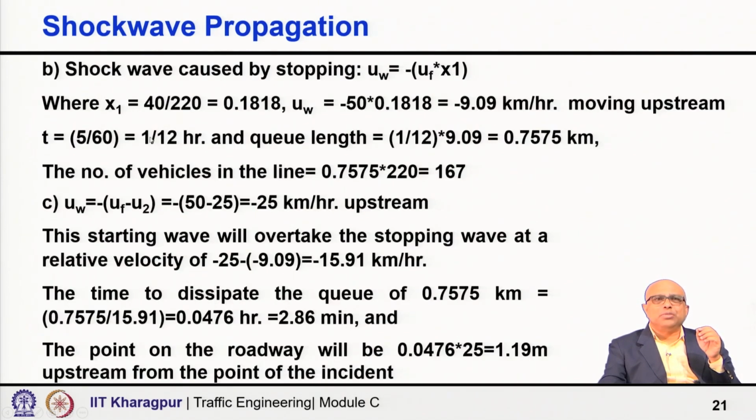So, if it is for 5 minutes, then t equal to 5 minutes. Therefore, what will be the queue length? uw, minus 9.09 kilometer per hour, into 5 minutes converted into hours. So, 5 by 60, that is 1 by 12. So, you can get this, this is going to be the queue length.